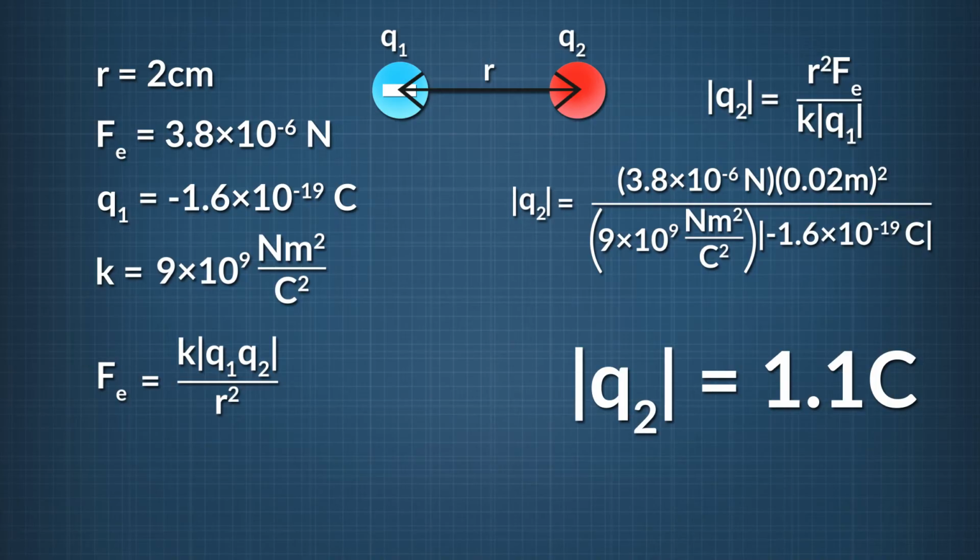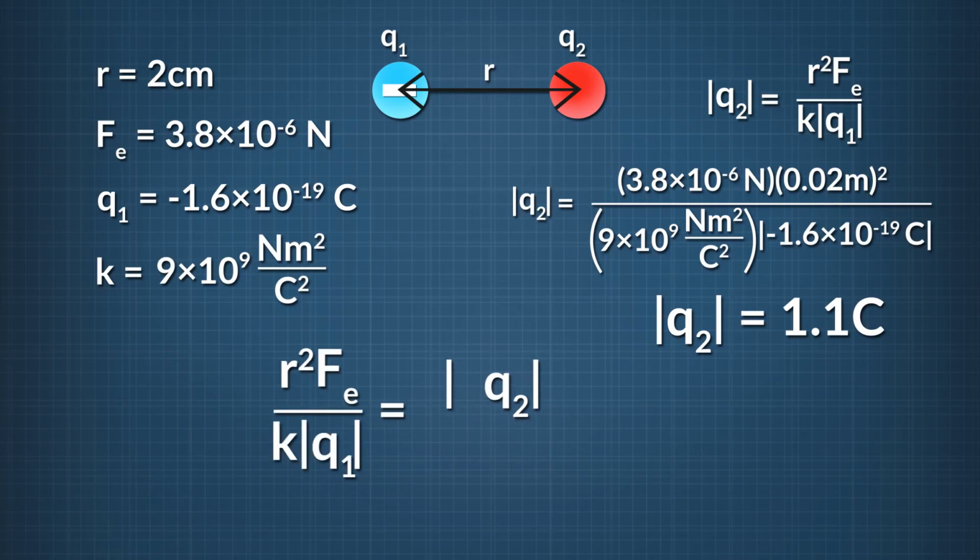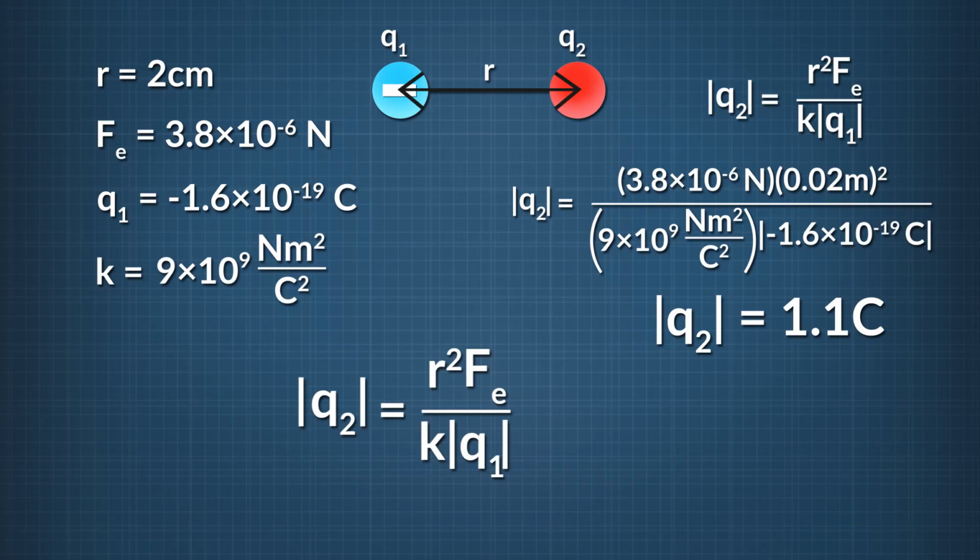That means our answer will be a positive number. We know we'll need to use Coulomb's law and that we need to rearrange the equation so that we can solve for Q2. If we rearrange the equation to solve for Q2 by first multiplying both sides of the equation by the distance squared, then dividing both sides of the equation by Coulomb's law constant and Q1, we will have Q2 isolated on one side of the equation.